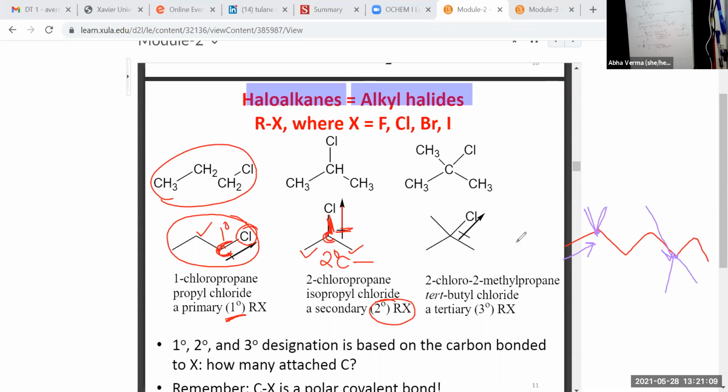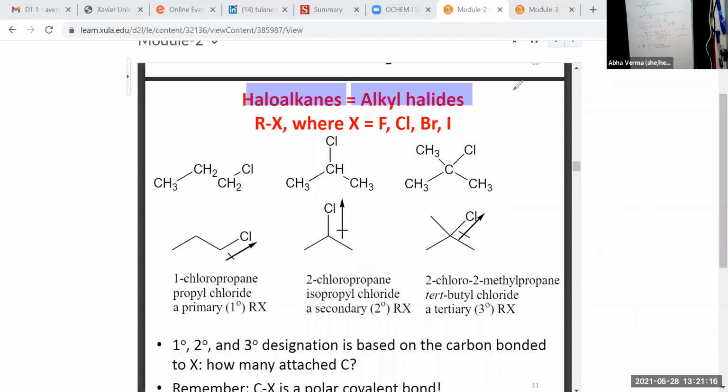Question on how I did my drawing here? Again, I just wanted to remind this to you from our module 1 class. This carbon is attached to 3 other carbons and hence it is a tertiary site. And any univalent group attached here will become a tertiary RX. So there are 3 further classifications of our alkyl halides.